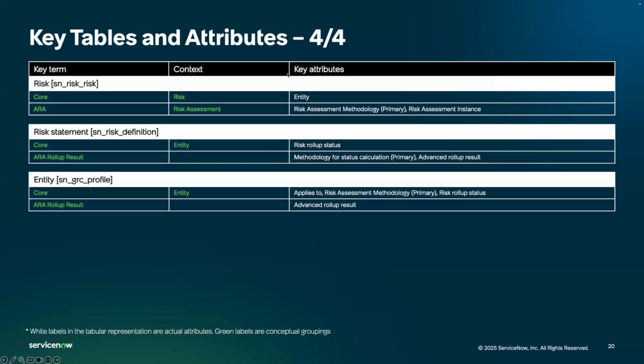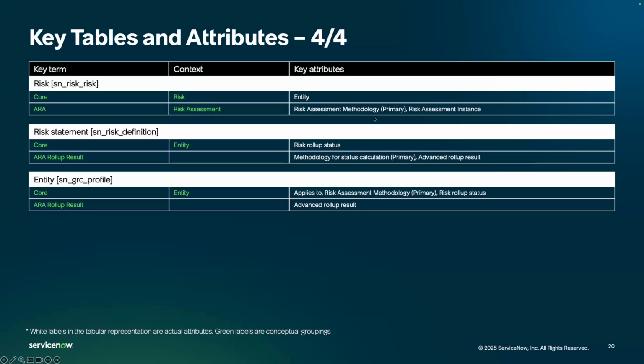This is your risk instance table, a specific risk applied to a specific assessable entity. In the core context, the risk field contains the risk details, the entity links to what's being assessed. In the ARA context, you will find risk assessment methodology primary, the RAM designated as primary for this risk, and the risk instance linking to the actual assessment record.